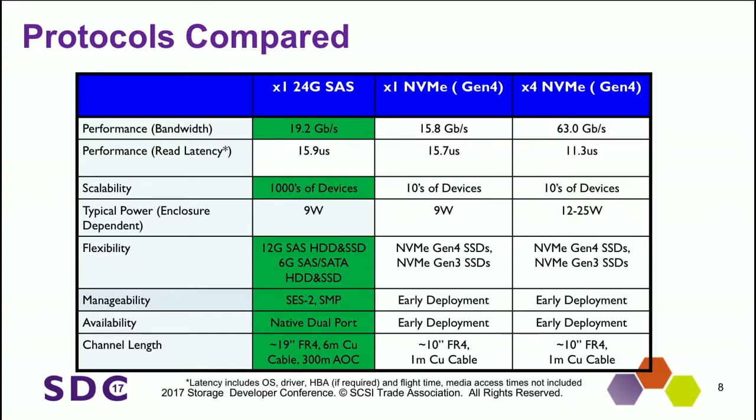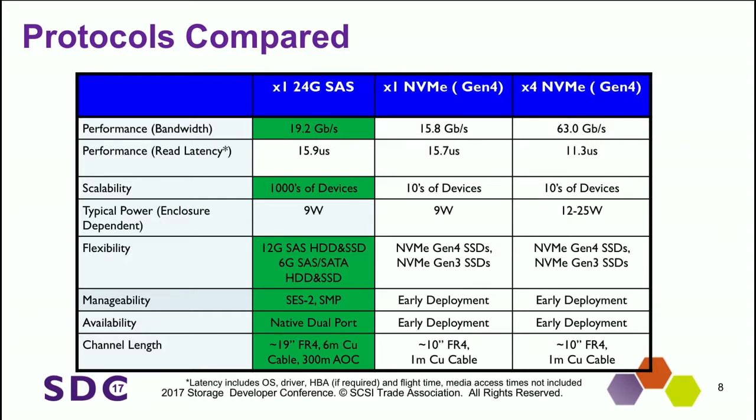If you look at NVMe Gen 4, you end up with about 15.7 gigabits per second on a by 1. And when you go by 4, you end up with 63 gigabits per second.